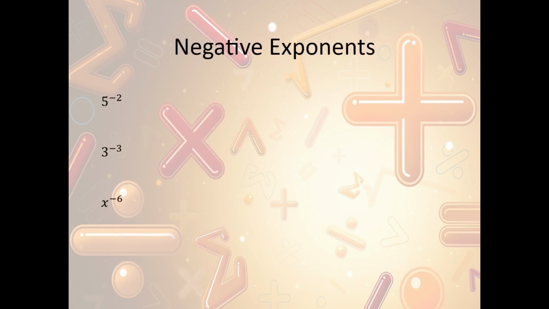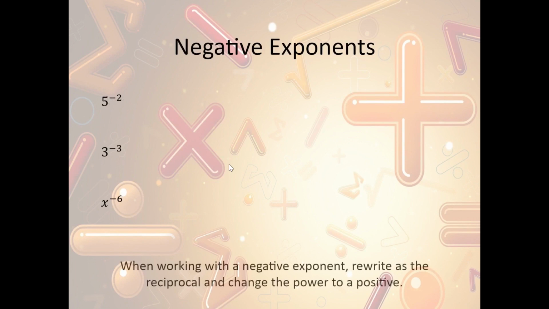Now let's take a look at negative exponents. So a negative exponent looks like this, where it's 5 to the negative 2nd power. Now here's the rule with negative exponents. When we're working with a negative exponent, we're going to rewrite as the reciprocal, meaning instead of this being 5 to the negative 2nd, we're going to write it as 1 over 5. And then we're going to change the power to a positive. So 5 to the negative 2nd becomes 1 over 5 squared. So I made the power positive and put it under 1.